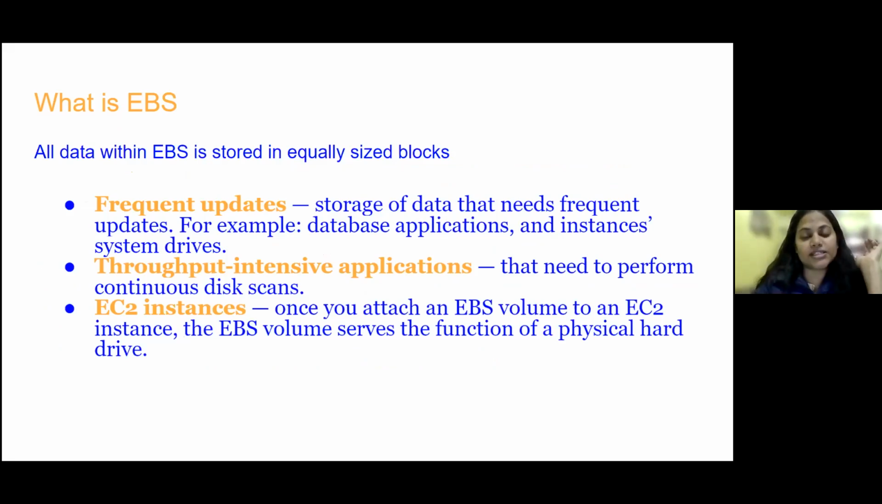And some of the use cases of EBS, like where we want to use EBS. For example, you want to do some frequent updates. So would you want to have your storage option as S3 or EBS? For frequent updates, you can go for EBS, which is directly attached to your EC2 instance. Same way, throughput intensive application, if there's an application wherein you have to constantly read the disk. And finally, for an EC2 instance, you can attach the EBS volume to your EC2 instance and you're good to go.